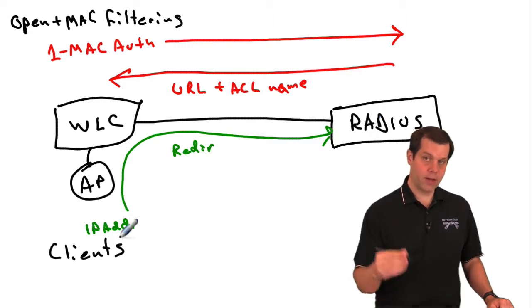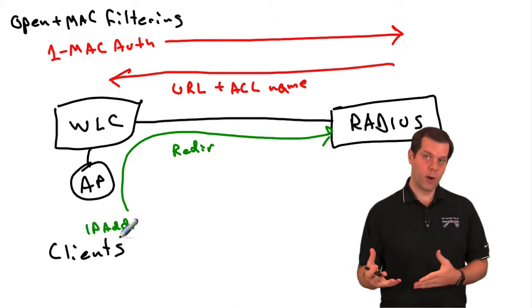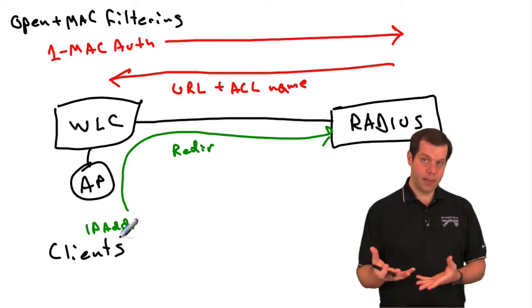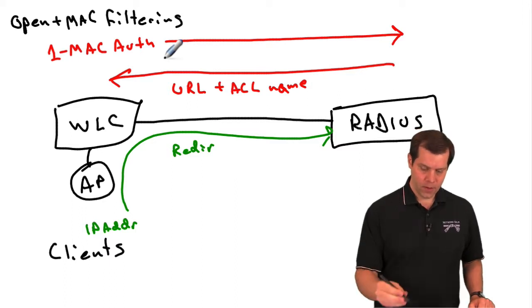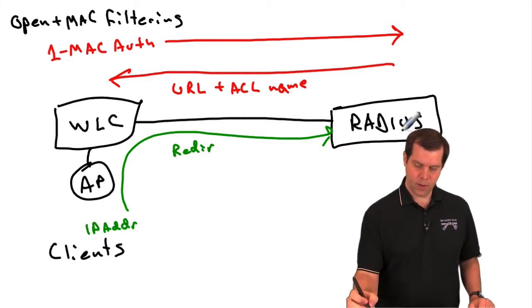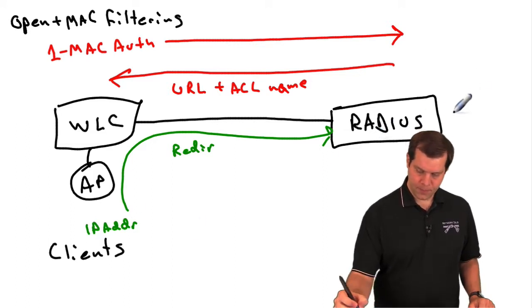So very much like the local web auth process where the client pulls an IP address, tries to go to a web page, gets redirected. Same deal. It's just that happens after the initial MAC lookup. So the client's going to be talking to a web page on the Radius server. So the client will be redirected to the Radius server.